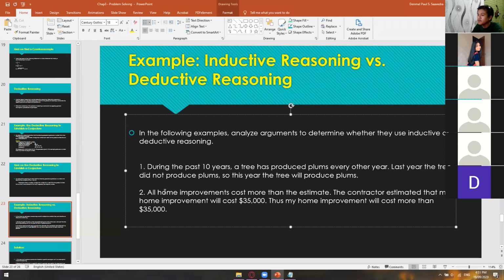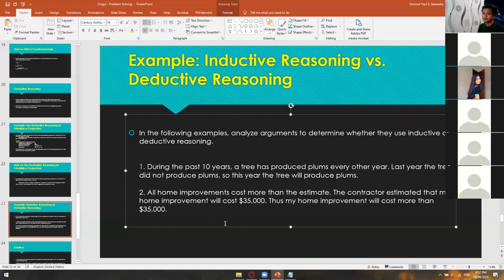Okay, next one. All home improvements cost more than the estimate. The contractor estimated that my home improvement will cost $35,000. Thus, my home improvement will cost more than $35,000. So, is this an example of inductive or deductive? Sir, deductive. Deductive po. Deductive.